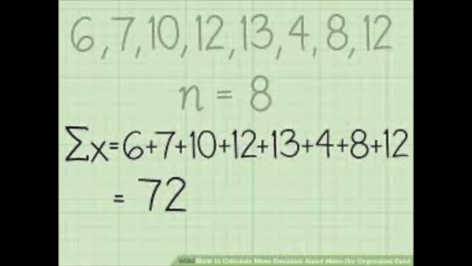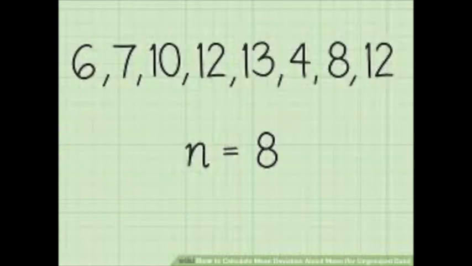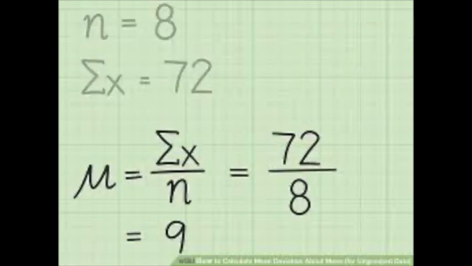X stands for the raw score. So X is the score that you are collecting for your data set. N stands for the entire number of observations. Usually that's just the number of people that you have, is what we mean by observations. And then M stands for the mean.